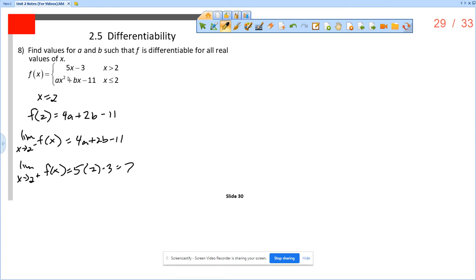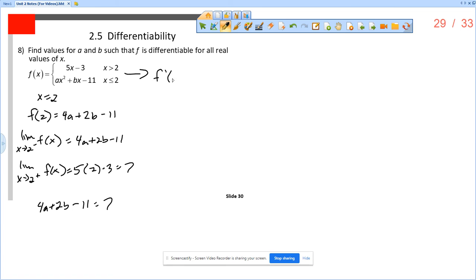So what does that mean? Well, that means that if this thing is going to be differentiable, it has to be continuous. Therefore, the limit from the left must equal the limit from the right, which means it would equal the value of the function. So 4a plus 2b minus 11 must equal 7. Now we have an equation with a and b. In order to solve, we're going to have to get another equation. So how do we get that? Well, we get that from the derivative.